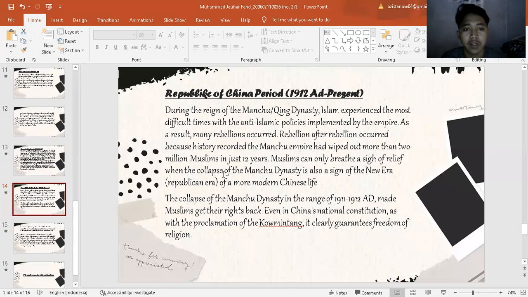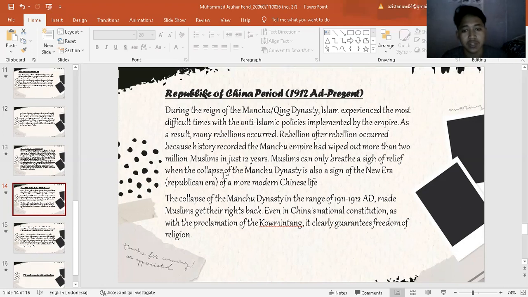rebellions occurred, because history records that the Manchu Empire wiped out more than 2 million Muslims in just 12 years. Muslims could only breathe a sigh of relief when the collapse of the Manchu dynasty also signaled a new era, the Republican era of a more modern China. The collapse of the Manchu dynasty in 1911 until 1912 AD made Muslims get their rights back.